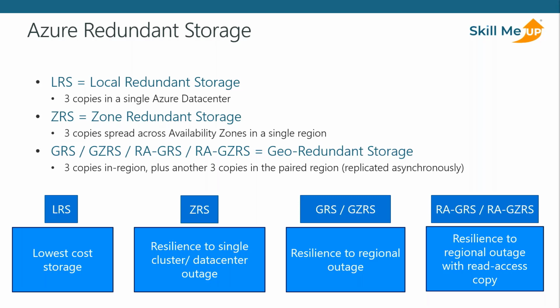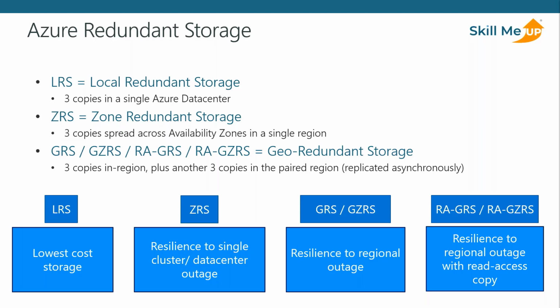And then you have these geo-redundant options, and there's kind of a matrix of these. So first is your standard geo-redundant, and this is where you have 3 copies in the region you're writing to, and then asynchronously another 3 copies are written in the paired region, and the target there is to have those second 3 copies updated within 15 minutes. So that's an asynchronous copy in 15 minutes.